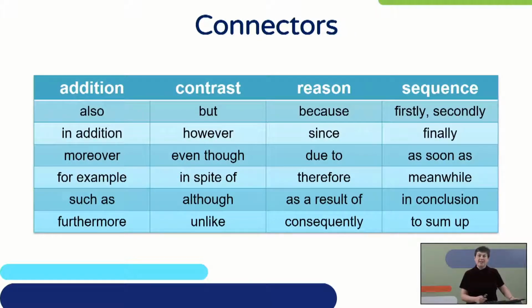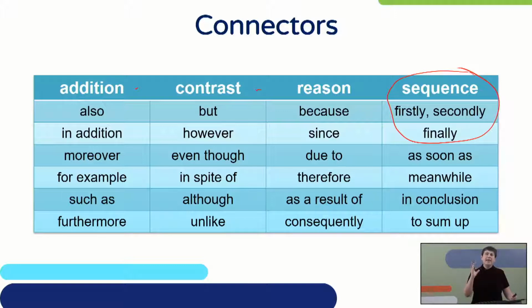Let's talk a bit about connectors, because firstly, secondly, finally are just one set of examples. Those, in fact, come here under sequence. Firstly, secondly, finally. We have lots of different kinds of connectors. Connectors that can show more of the same. Connectors that can show something different. Contrast is what's different. Or they can show reason. Because of this caused that.